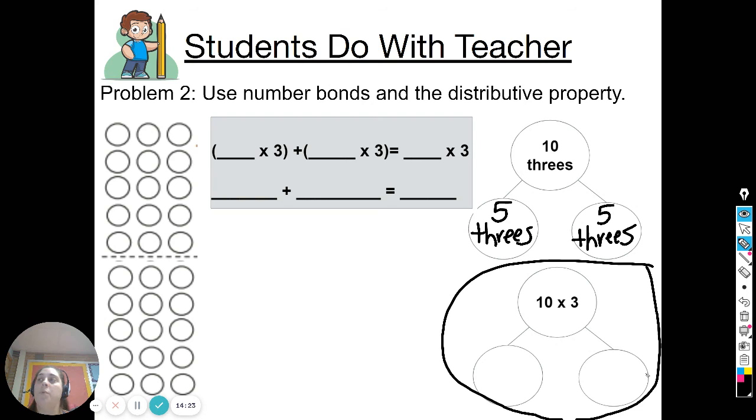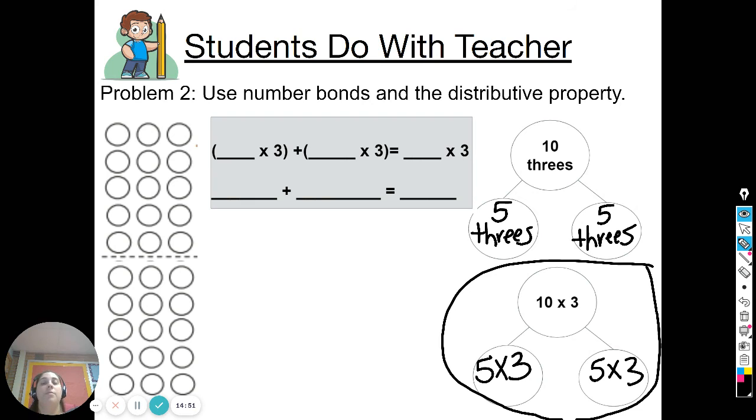Okay, go ahead and hold up your whiteboards and show me those number bonds. All right, so what you should have had in your number bond was 5 times 3, or 5 rows of 3, and 5 rows of 3, right? Because we're doing the 5 plus 5, and we know that each row has 3, so that doesn't change.